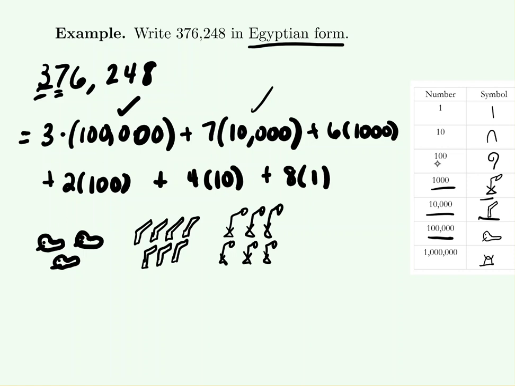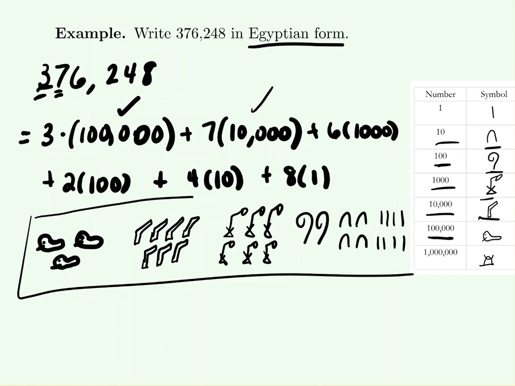Finally, we need to draw 2 of the scrolls for 200, 4 of these for the tens, so 40, and then 8 of the ones. Great. So now we have expressed our answer in Egyptian numerals.